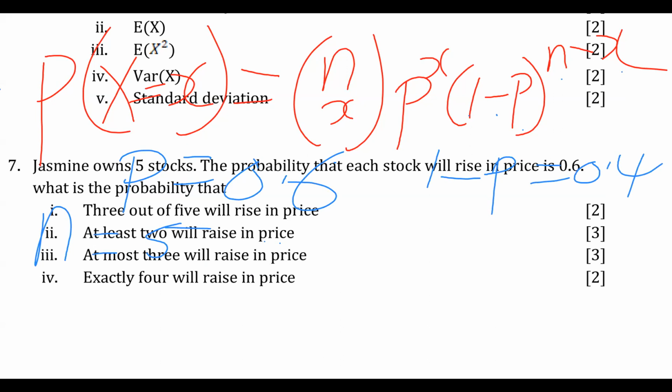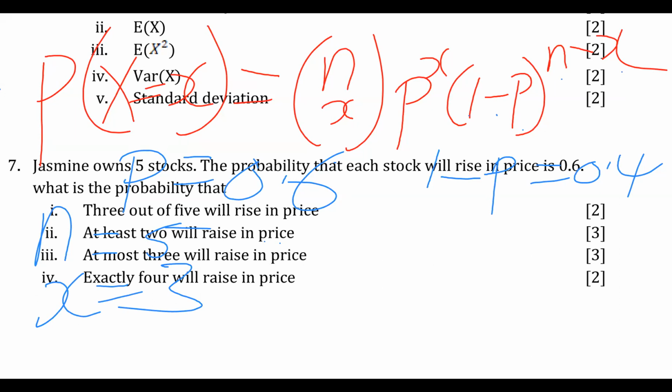Then now, here is the question. Can you find the probability that 3 out of 5 will rise in the price? So in short, we are asking the probability that X is equal to 3. You get it? 3 out of 5. What is the probability that 3 stocks will rise in price, given that each stock has a probability of 0.6? So this is an independent trial. Each one of them has the probability of 0.6. So it is fixed, it's constant. You got it?